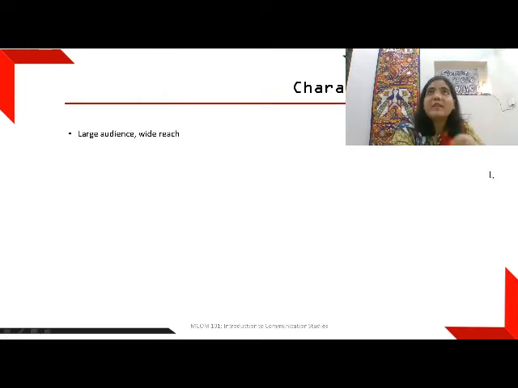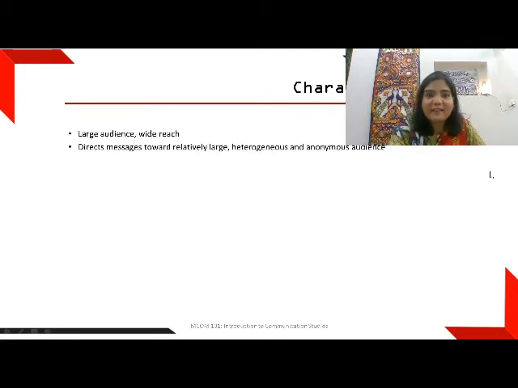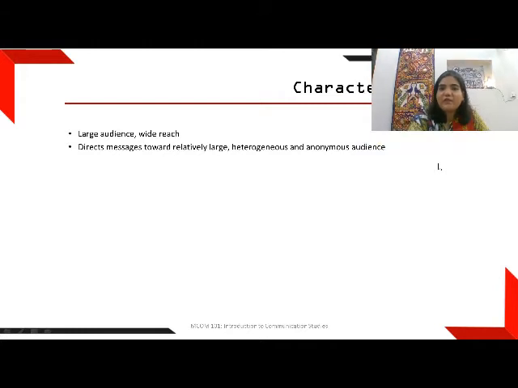Whatever you write on the internet, even if you write it with privacy settings on, if you choose to, you can show it to thousands of people. So there is a wider reach, and that is why it is very successful. Then, the direct messages towards a relatively large, heterogeneous, and anonymous audience. So the messages we provide through mass media are messages going to a very large, heterogeneous, and anonymous audience.